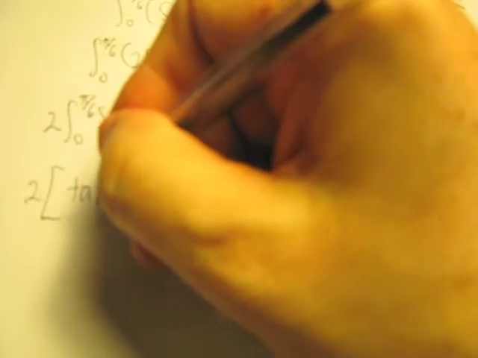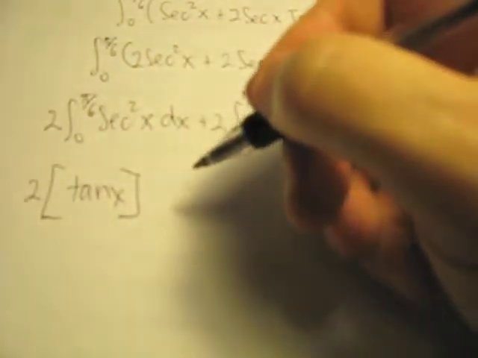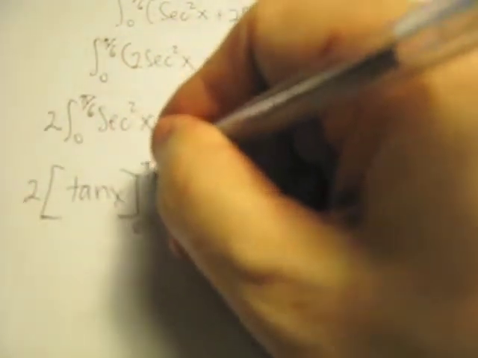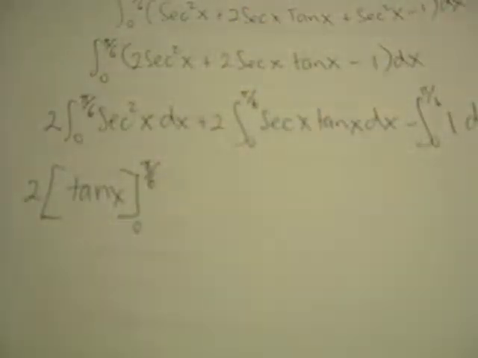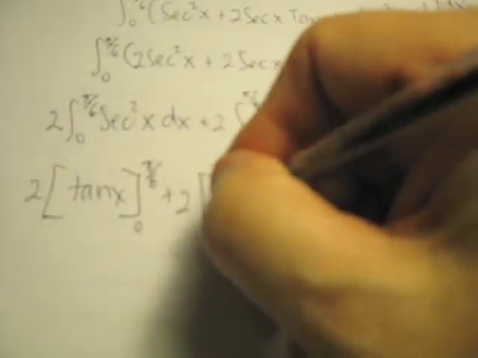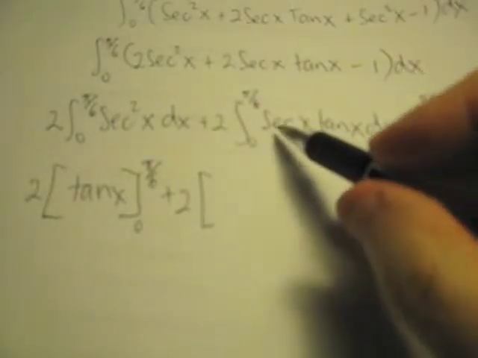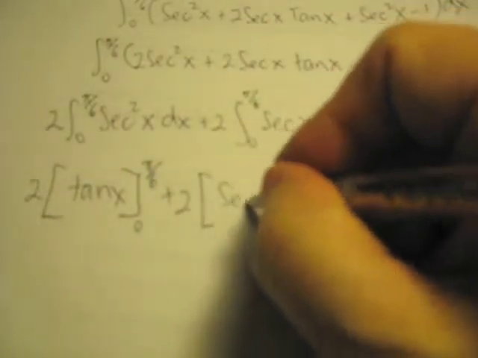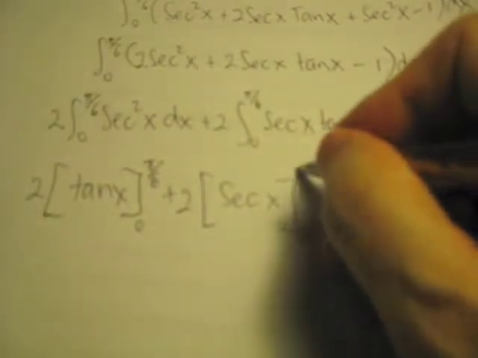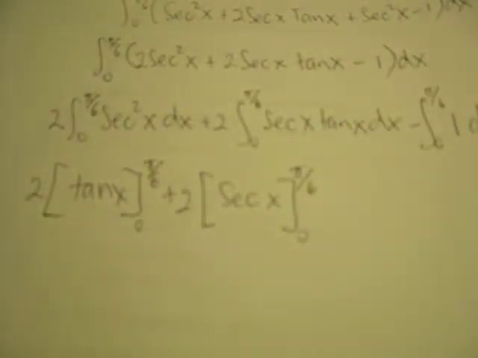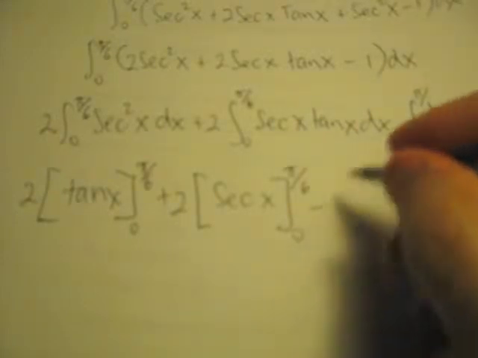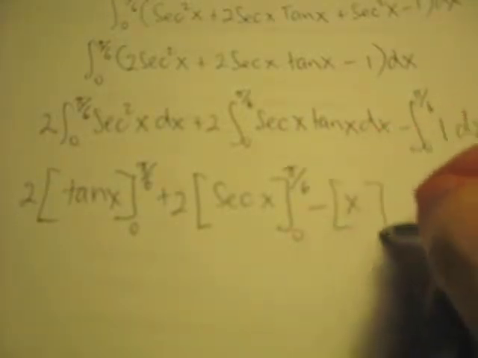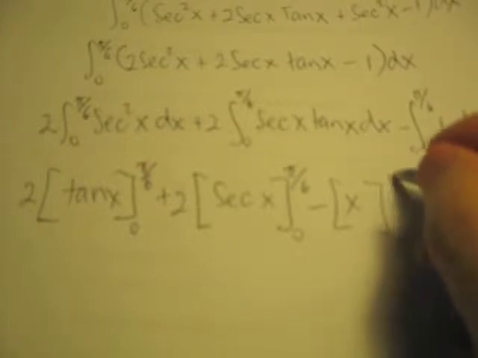Now we can do each integral separately. This will be 2, and the integral of sec squared x will be tan x, and we're going to use the fundamental theorem of calculus to evaluate that, from 0 to pi on 6, plus 2, and the integral of sec x tan x will in fact be sec x from 0 to pi on 6 as well. And finally we subtract x, because the integral of 1 is x, from 0 to pi on 6.